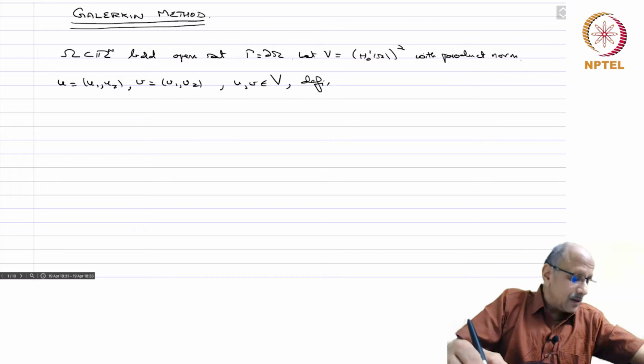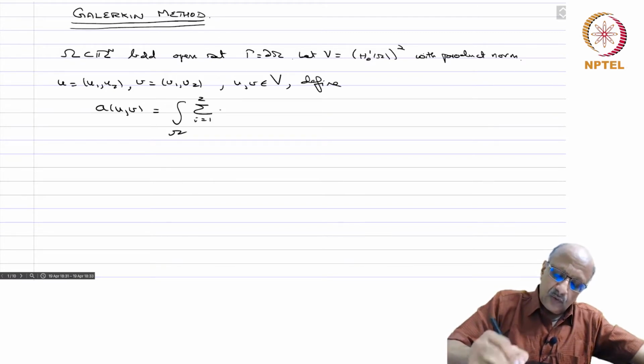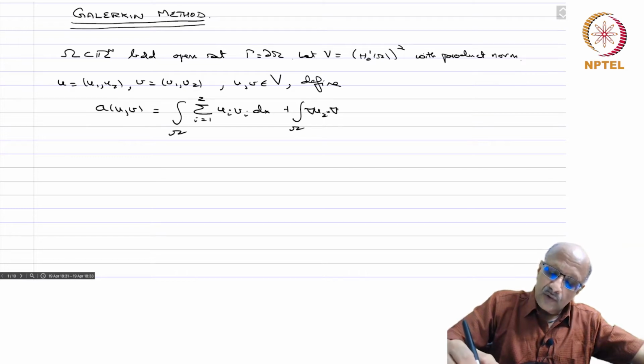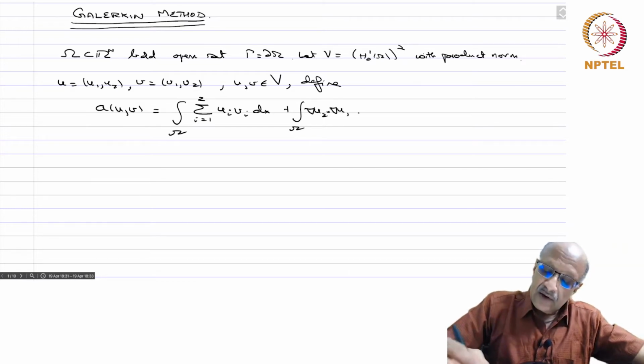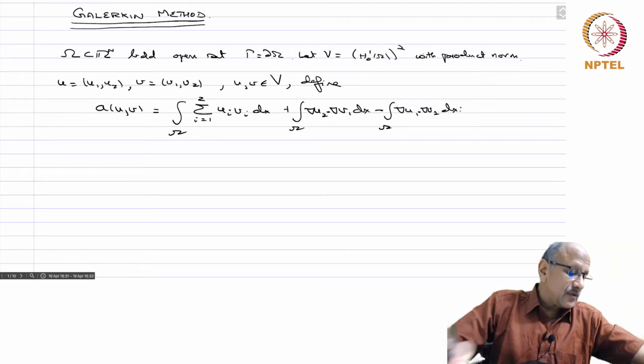define a of u, v equals the integral on omega of the sum over i equals 1 to 2 of ui vi dx, plus the integral on omega of grad u2 dot grad v1 dx, minus the integral on omega of grad u1 dot grad v2 dx.